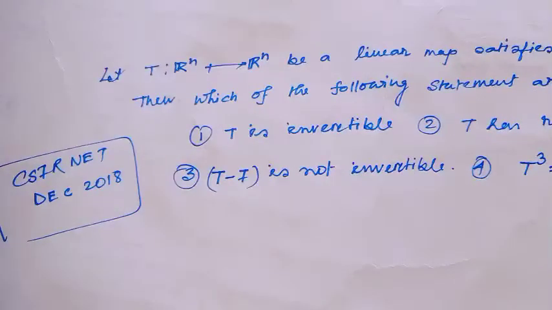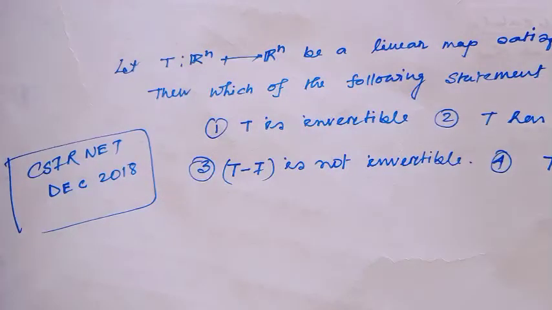Let's see some examples about diagonalizable, minimal polynomial, and annihilating polynomial, concepts which have come in different types of exams. This type of idea I have told you is very important for any competitive exam. First, I will see one question which came in the CSIR NET December 2018 exam.